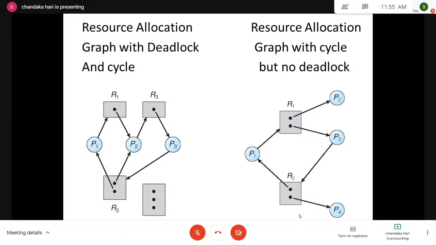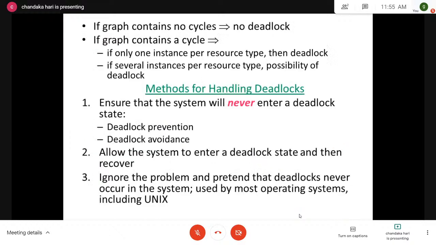Thus, is it clear? If a graph contains no cycles, there is no deadlock. If a graph contains a cycle and there is only one instance of each resource type, then it is in deadlock. If there are several instances for each resource type, there possibly may not be a deadlock. That's it. This is how you explain the deadlock characterization using a resource allocation graph. Now we can clearly understand what a deadlock is.